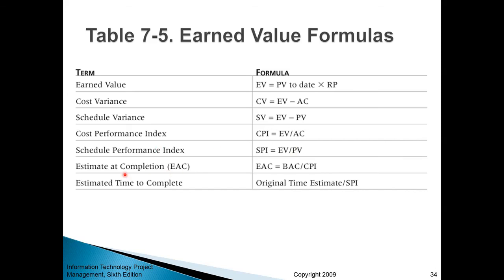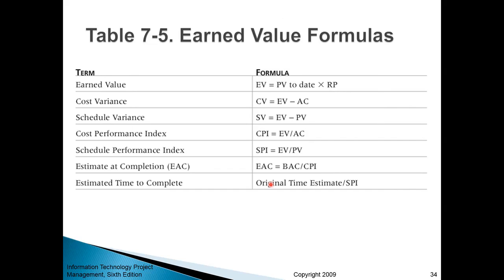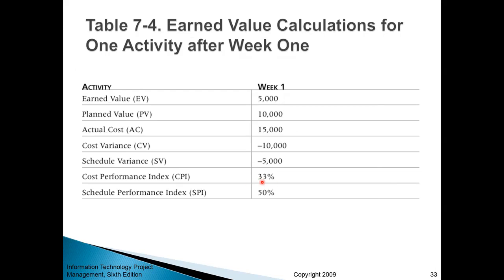And then estimated completion, here we're talking about the budget. If you think about it, it makes a lot of sense. If your cost performance index is 33%, right? And by the way, any number for CPI or SPI less than 100% indicates trouble, right? So think about it. If your cost performance index is 33%, in other words, you were estimating 5,000, you ended up spending 15,000, right? So basically, you're spending 3 times the amount, and that's why it's 33%.